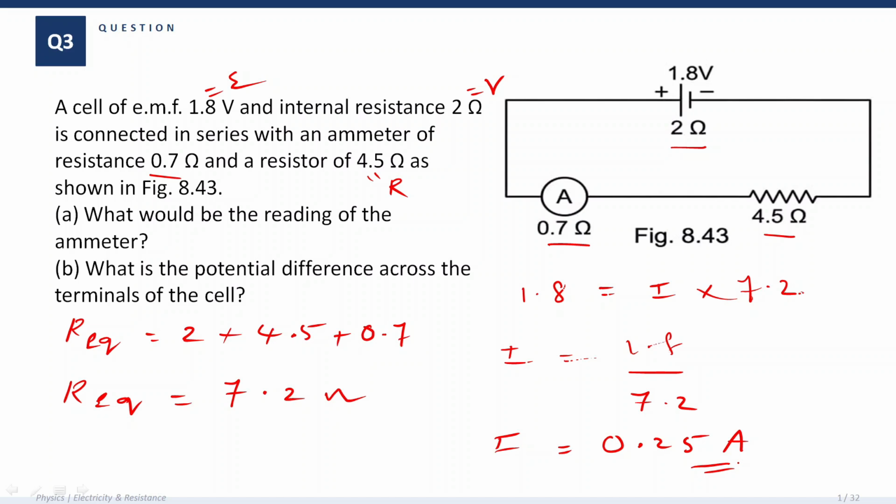What is the potential difference across the terminals of the cell? Across the terminals of the cell. The next page I will write here. Epsilon equal to v plus V. Electromotive force of the cell equal to potential drop plus terminal voltage. Potential drop represented by small v, terminal voltage represented by capital V.